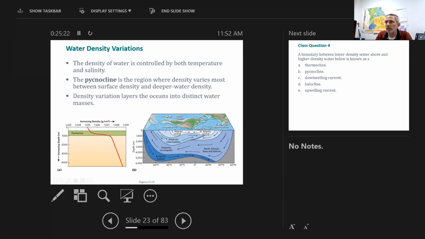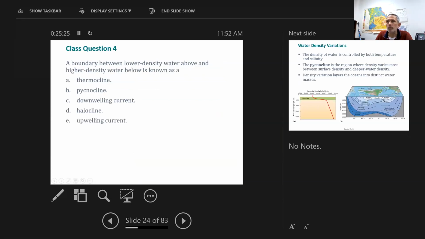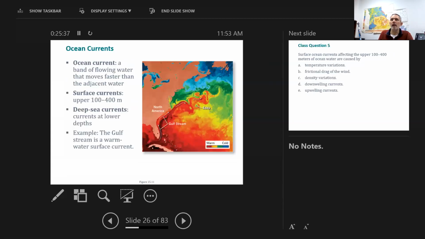And so when we start looking at where we have lower density above and higher density below, this would be one of those pycnoclines. Now, when we start looking at oceans, they're always moving as a response to a couple of things, one of which is wind. The other one is density. And an ocean current is defined as a band of flowing water that moves faster than the adjacent water.